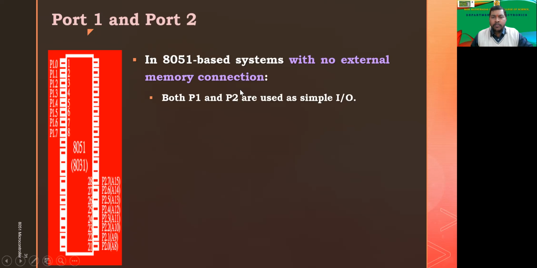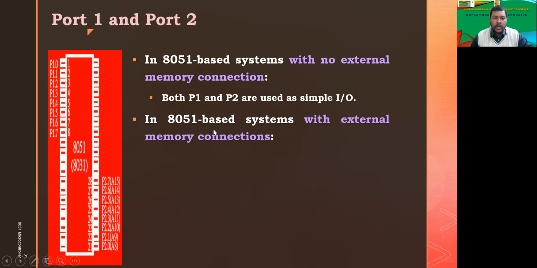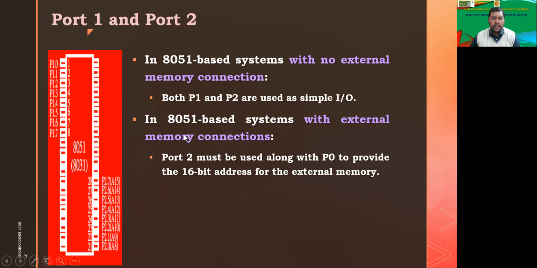In an 8051 based system with no external memory connection, both P1 and P2 are used as simple input output ports. And in an 8051 based system with external memory connections, port 2 must be used along with port 0 to provide the 16-bit address for external memory. As I've told you, P0.0 to P0.7 is used as multiplexed address data lines, right? So by using that address data line, the lower address lines and the higher address lines can be multiplexed, and they can be used.